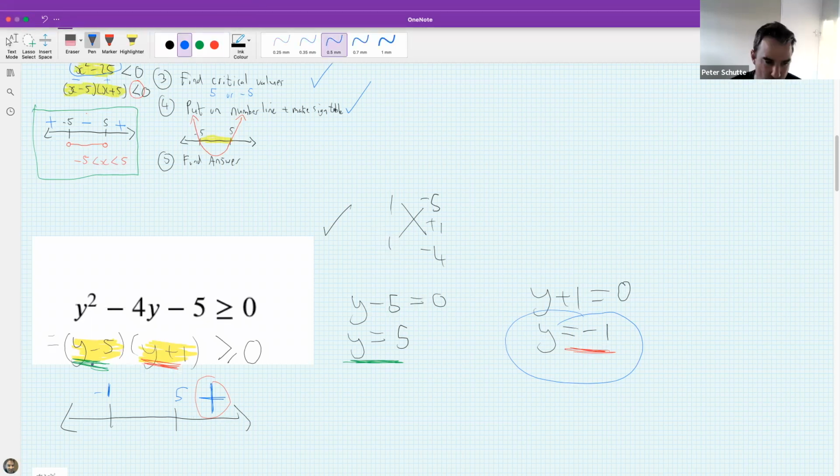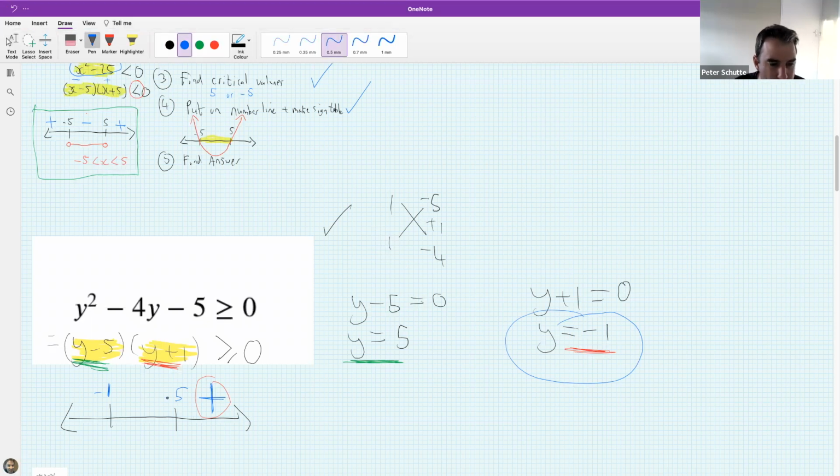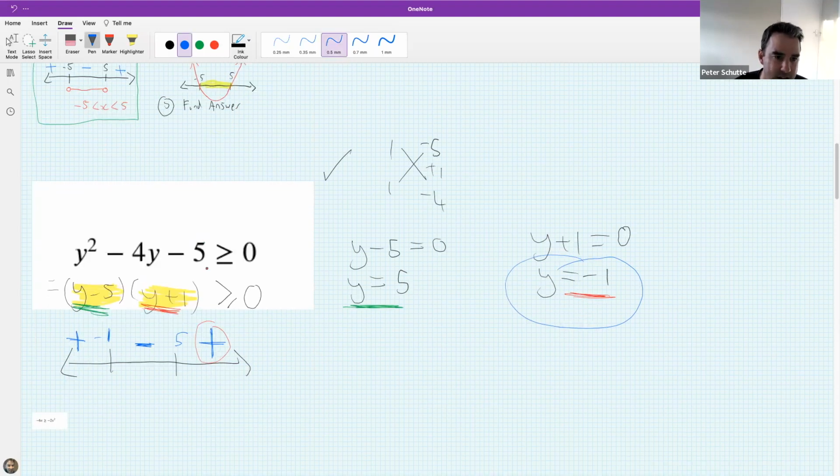Okay, let's finish this question off. If this was positive, when I go over a critical value, this changes to negative, and then this will change to a positive. So what did I want? I wanted where it's greater than or equal to 0. So the region of my answer is going to have a value of 0 here, and it's going to include the 5. So that's one region I want. And the other region I want is this part, because that's where the expression is positive.